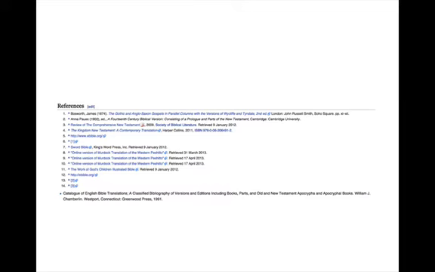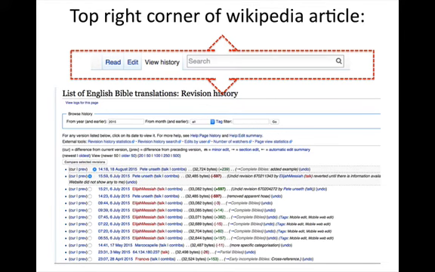Now, a Wikipedia article has many authors, and so there are many other forms of annotations in a Wikipedia article. In the top right corner of any Wikipedia article, you'll see an option to read, to edit, which only editors can do, and you too can be an editor, and to view the history. If you click on that, you will see the many people and the times at which they edited the article on the list of English Bible translations. It gives you a tremendous amount of information.